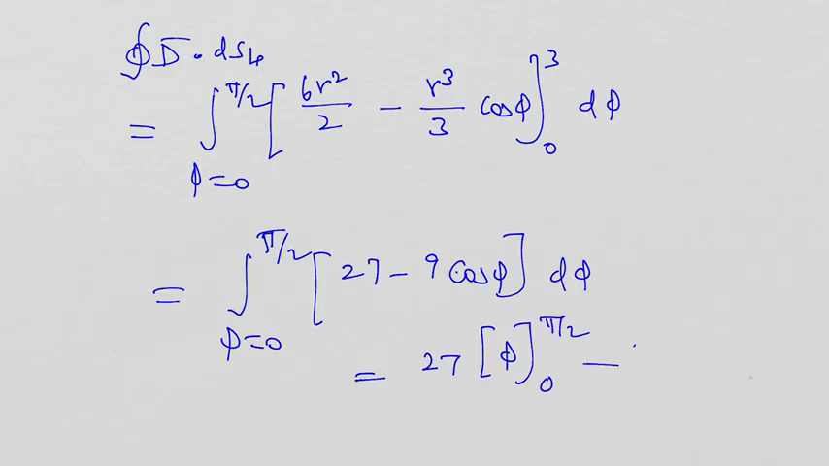The second component, 9 is taken as a constant, cos phi, when it is integrated it gives me sin phi, lower limit is 0, upper limit is pi by 2. As you all know, when you complete this evaluation, this will result in 33.411, for example. How many surfaces are yet to be completed?